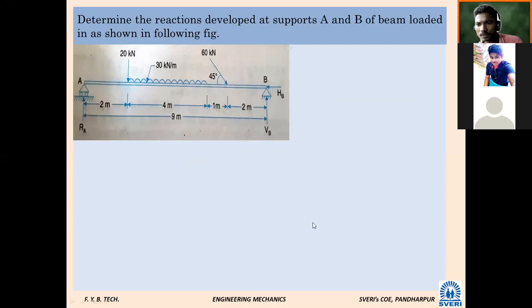Screen is visible to me. Screen is visible to me, sir. Whether it is visible for roll number? Yes, sir.